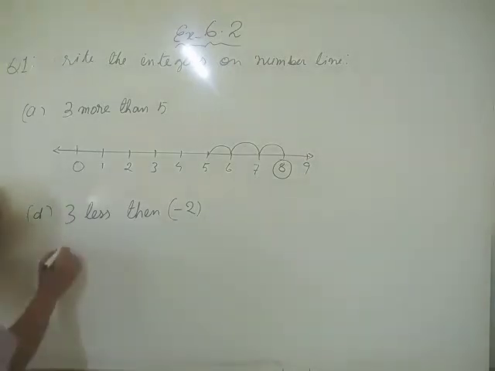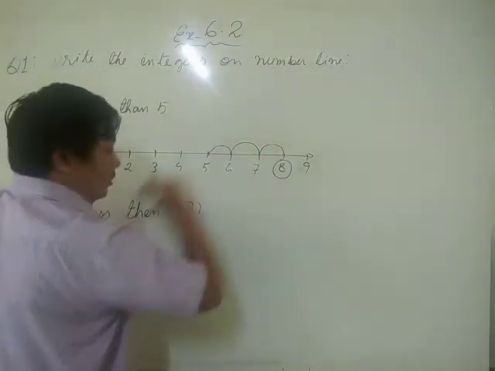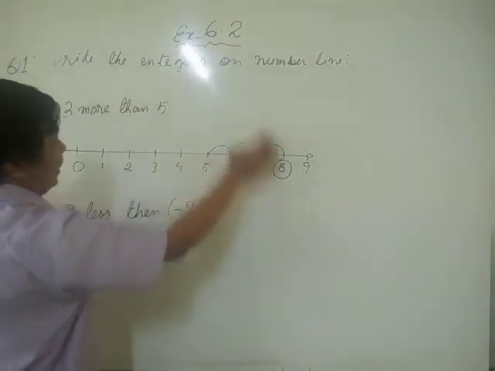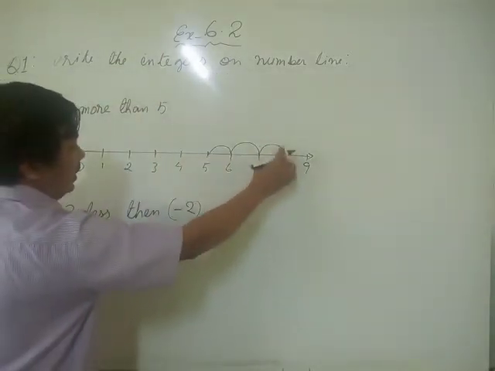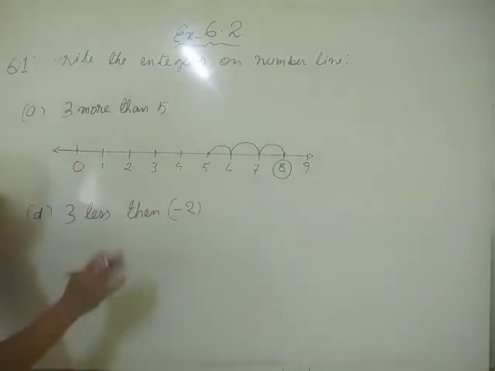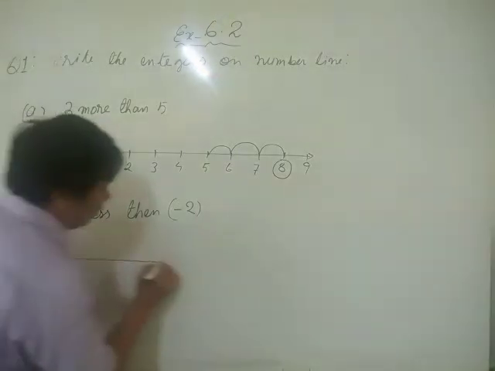Likewise, here also we will just circle it. So the integer to write on the number line is 8. Okay. Then the next question, you see.